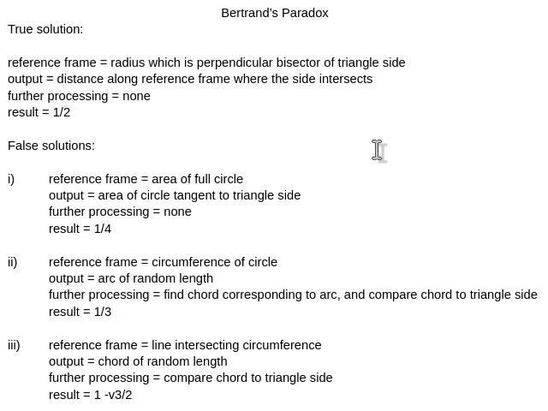Okay. So this true solution is the only one whose reference frame involves both a fundamental component of the circle and a fundamental component of the triangle, specifically the part of the triangle that we're interested in. The output of this is a distance along that radius where the triangle side intersects the radius. Okay. And once you do this, there's no further processing. You're done. That's it. So we operate within our reference frame, get a solution, and the result is 1/2.